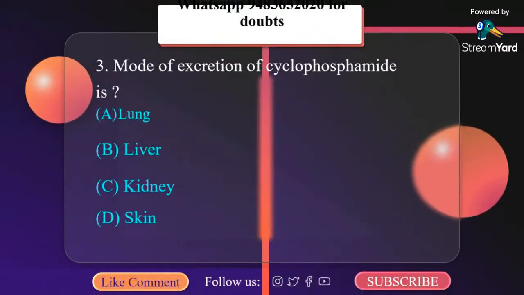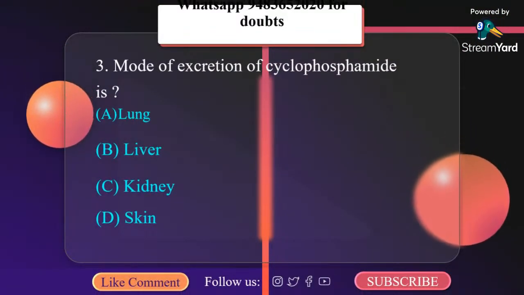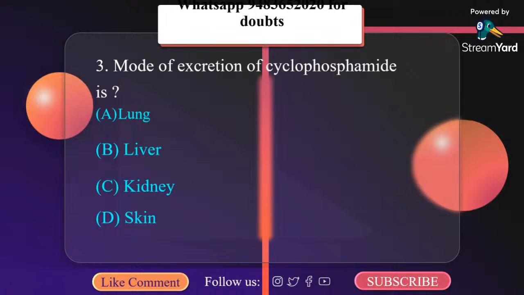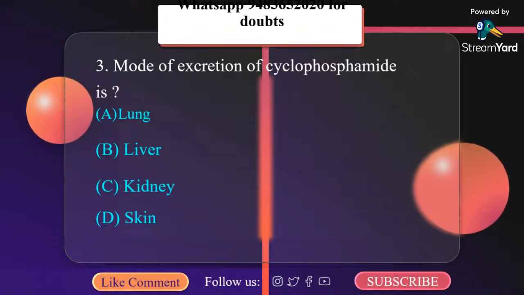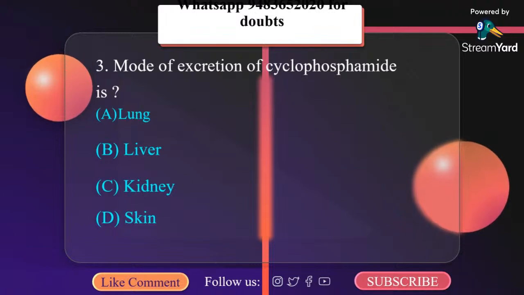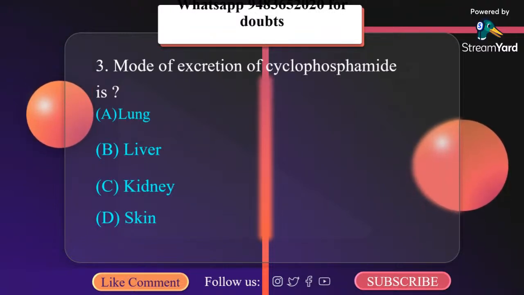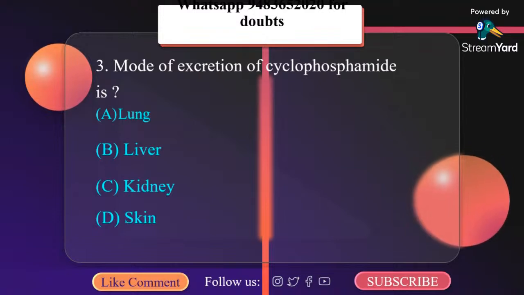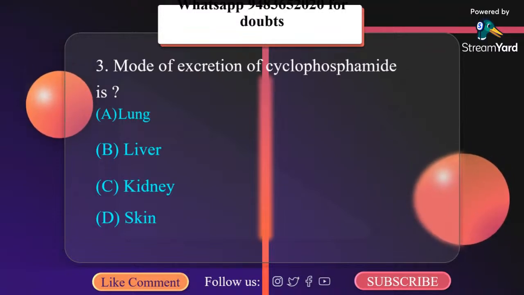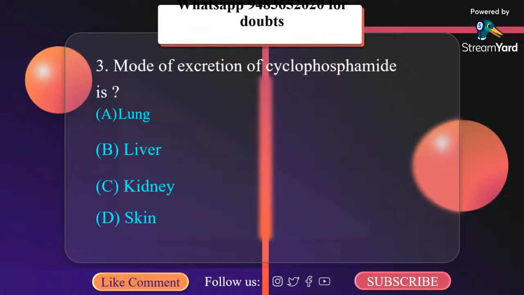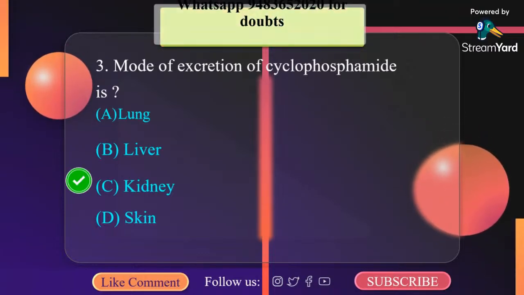Now, mode of excretion of cyclophosphamide is A. Lung, B. Liver, C. Kidney. Now, this cyclophosphamide is primarily metabolized, 80%, and metabolites are excreted in the urine. 10 to 20% is excreted unchanged in urine, and 4% excreted in bile. So, the correct option here is C, kidney.